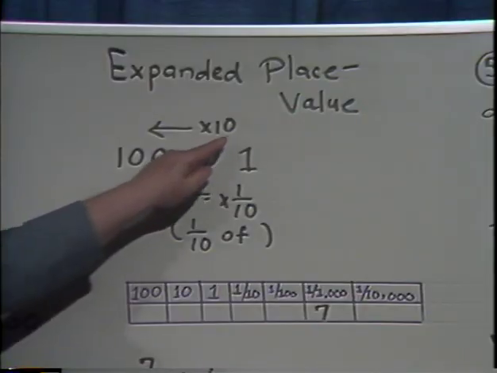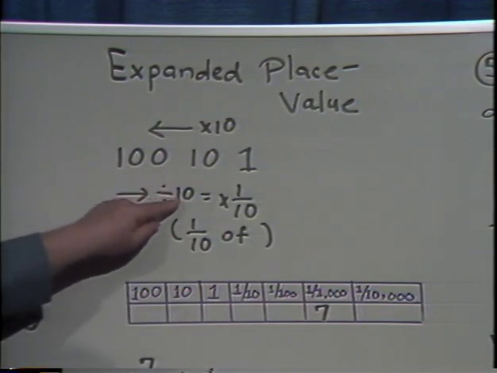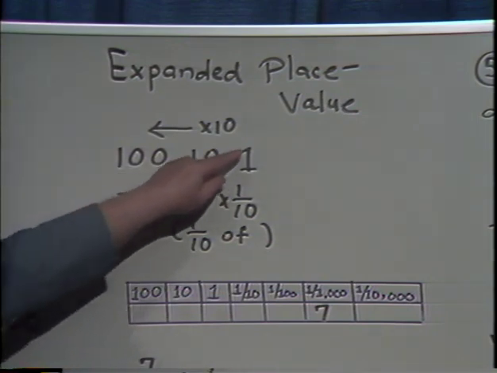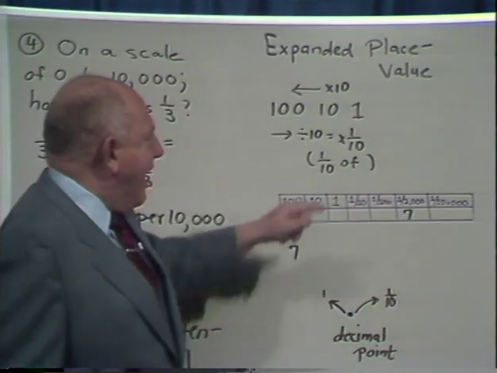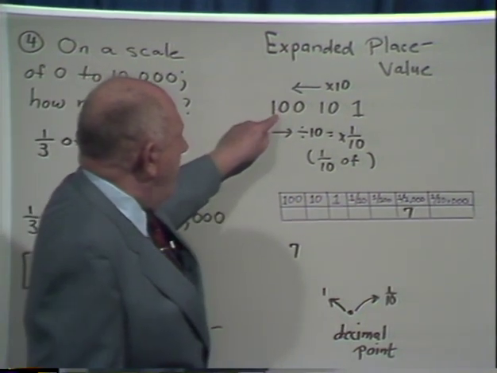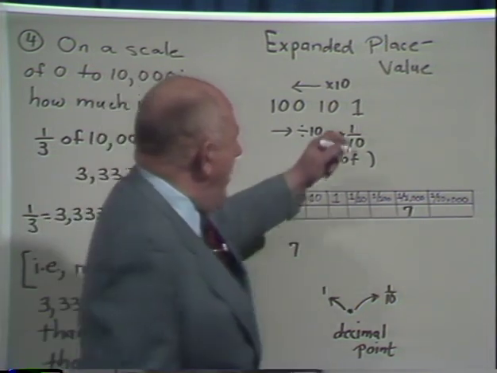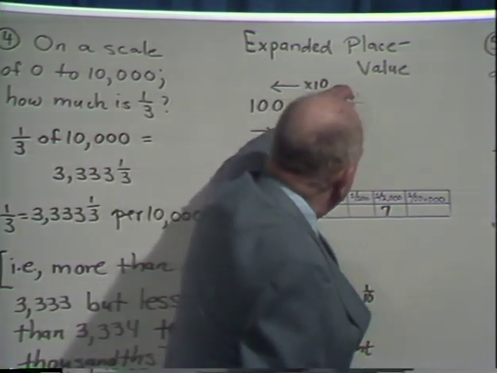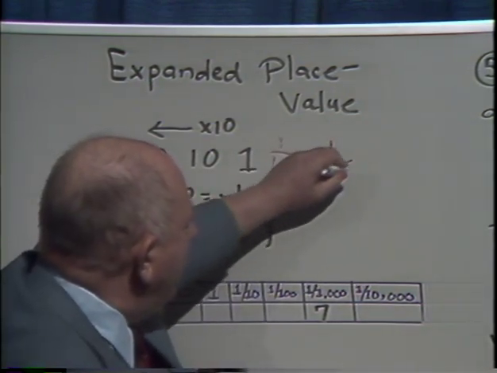You see, if reading from right to left we're multiplying by 10 every time, then to divide by 10 must mean if we read from left to right. Let's just check this thing out. If we divide by 10, 100 divided by 10 is 10. 10 divided by 10 is 1. By the way, dividing by 10 is the same as multiplying by 1/10, and multiplying by 1/10 is the same as taking 1/10 of. See, 1/10 of 100 is 10. 1/10 of 10 is 1. What's 1/10 of 1? 1/10 of 1 is 1/10. 1/10 of 1/10 is 1/100th, etc.